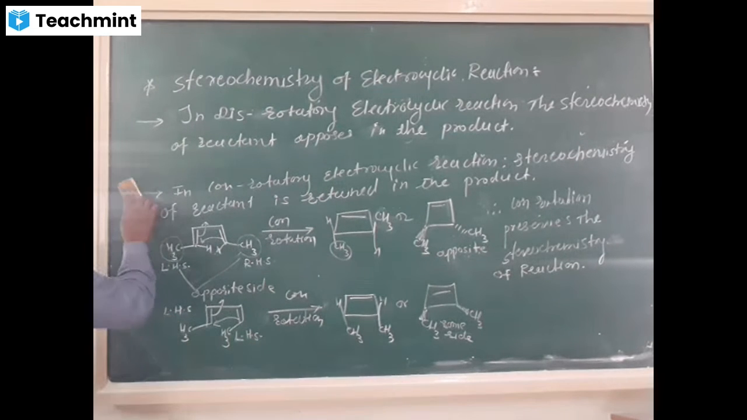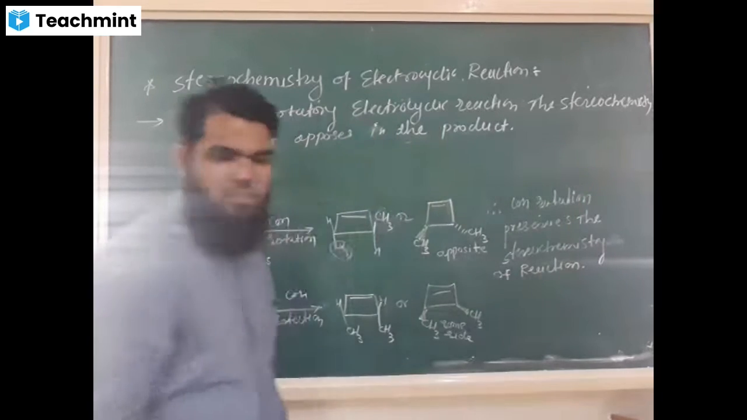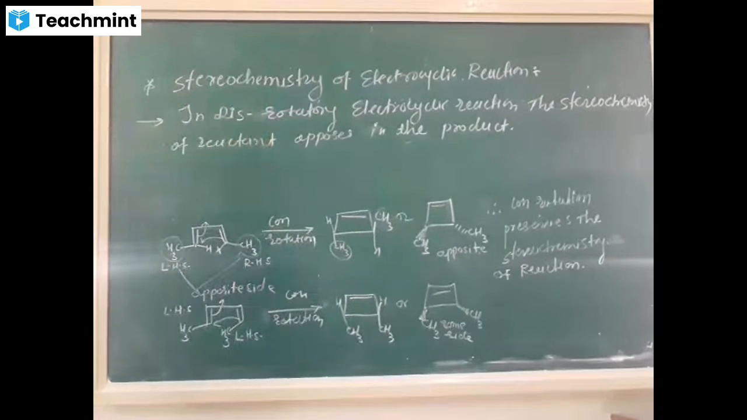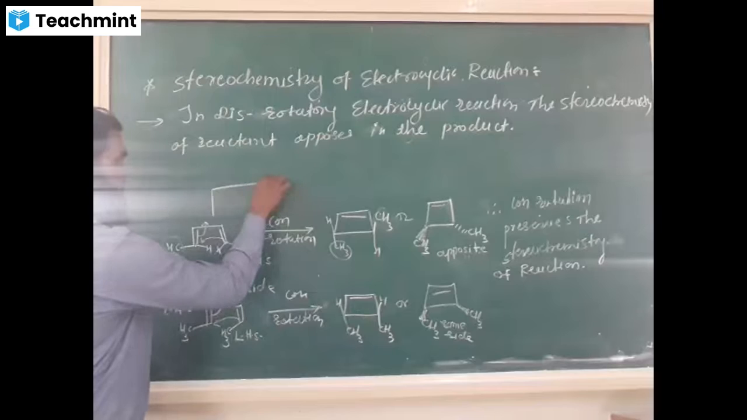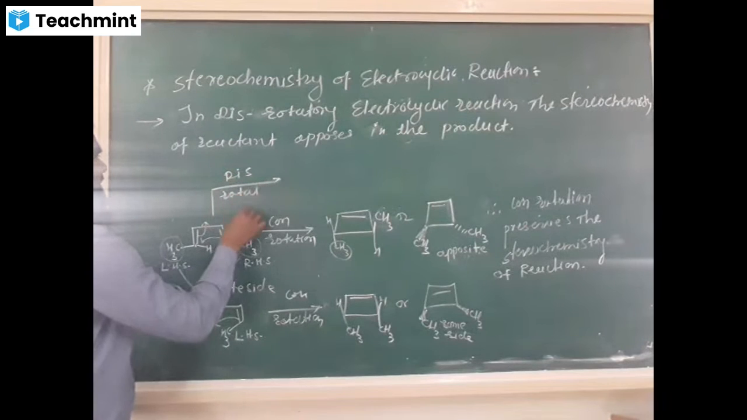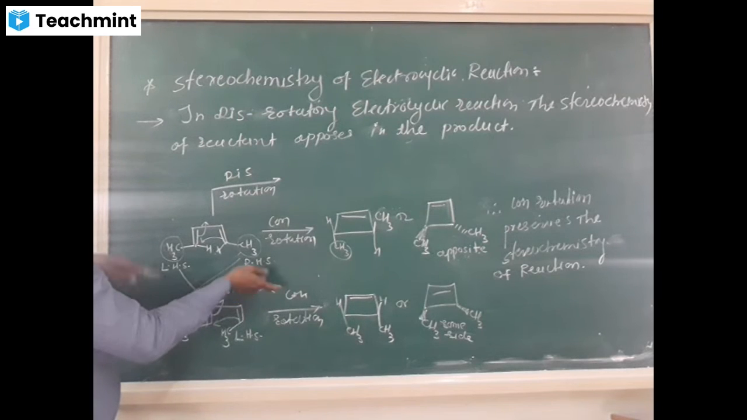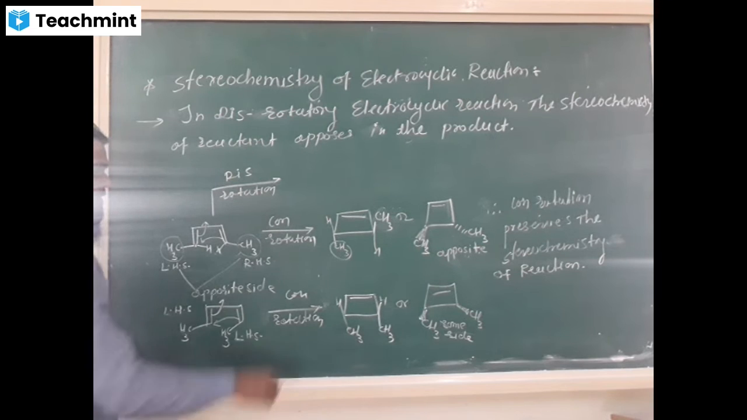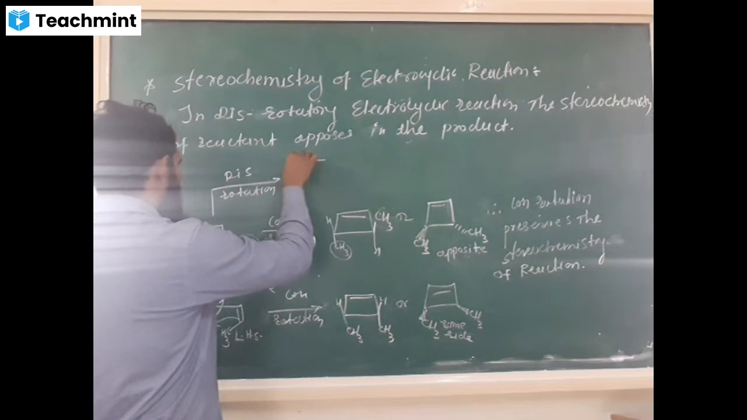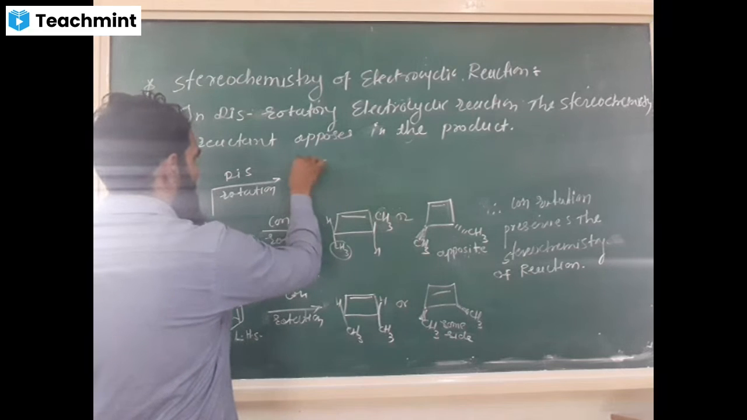Okay, suppose I take the same example and I do the disrotation instead of conrotation. Then what happened? If the same molecule undergoes disrotation, or this disrotatory electrocyclization, then what happened? These two are on opposite sides, they will appear on the same side. So if groups on the termini are on opposite sides, on disrotation they will appear on the same side.